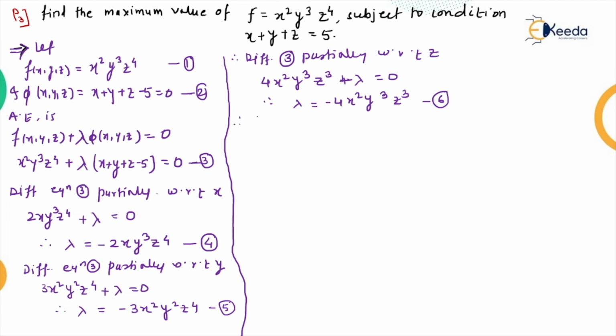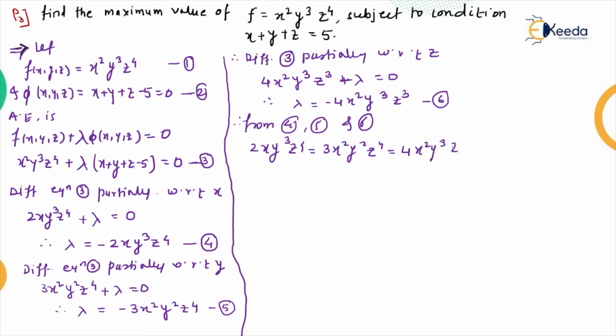Okay, so therefore I am writing again from equation 4, 5 and equation 6, these are the values of lambda. Equating these values, the minus signs will become plus. Therefore I am writing directly: 2xy cube z power 4 is equal to 3x square y square z power 4, and that is equal to 4x square y cube z cube.